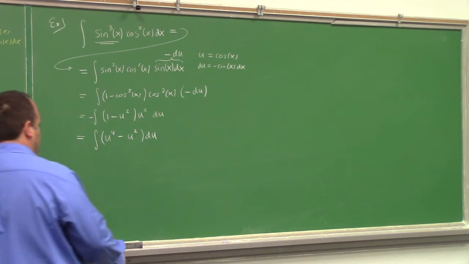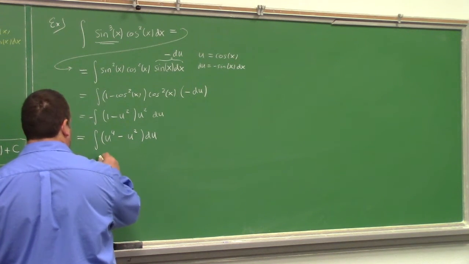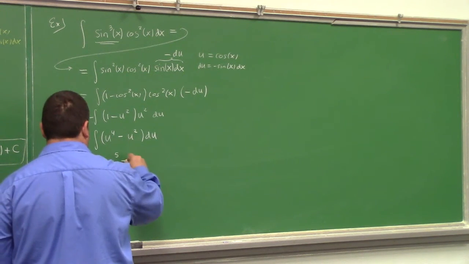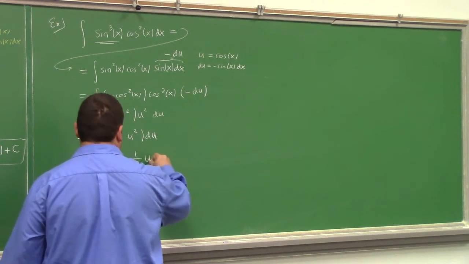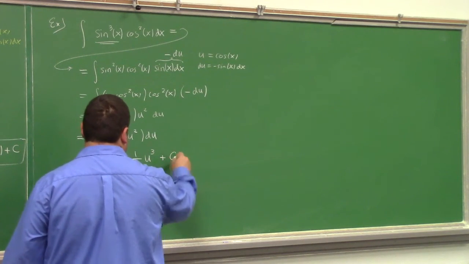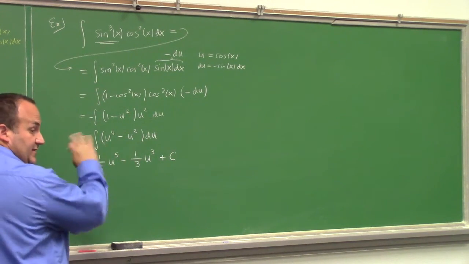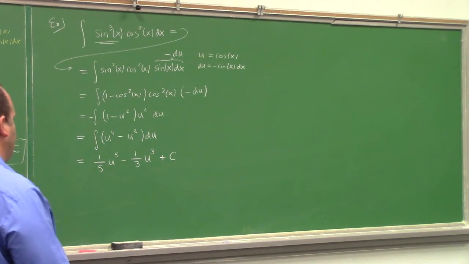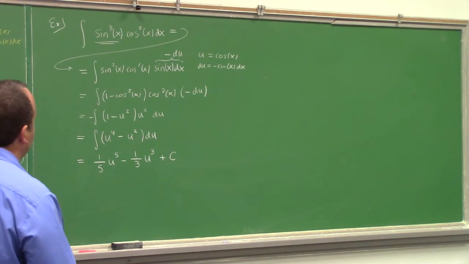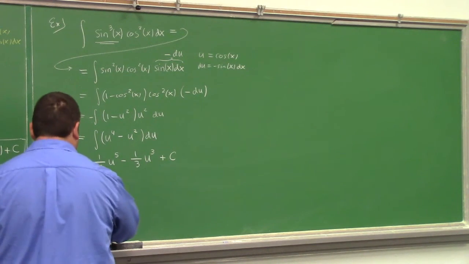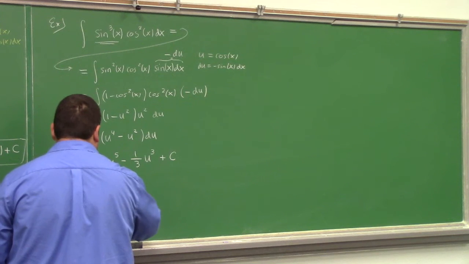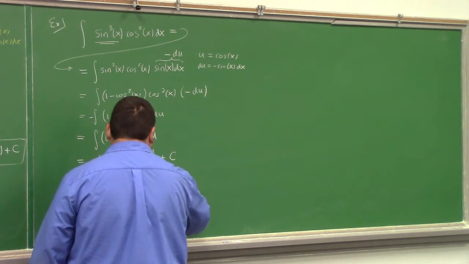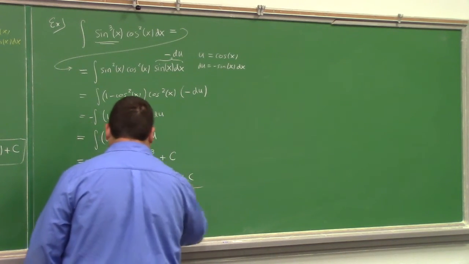1/3 u cubed, yeah. And there's no du. We integrate. The du is part of the integration notation. And once we're done with the integration, we have a function. There shouldn't be a du in the answer. And then we go back to cosine, right? So it's 1/5 cosine to the 5th of x minus 1/3 cosine cubed of x plus a constant.